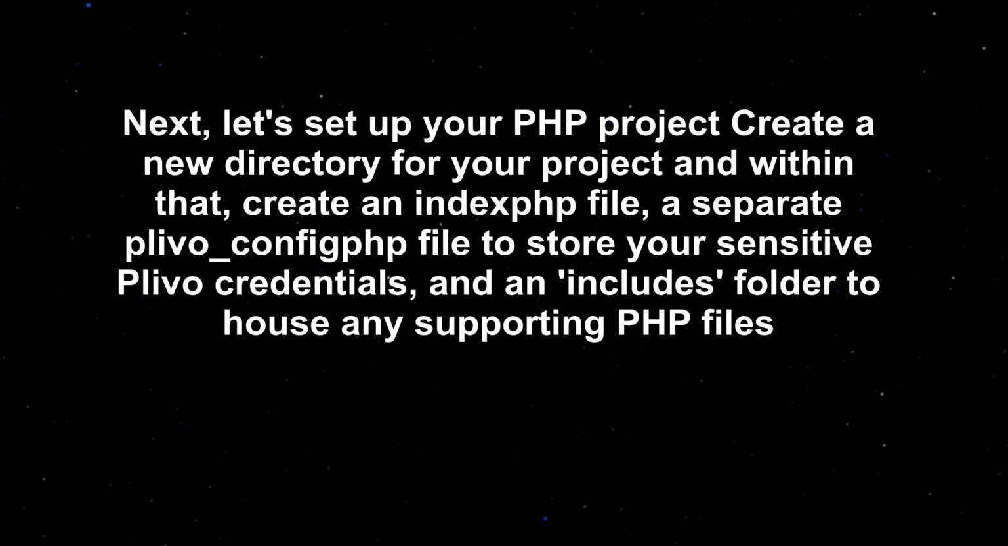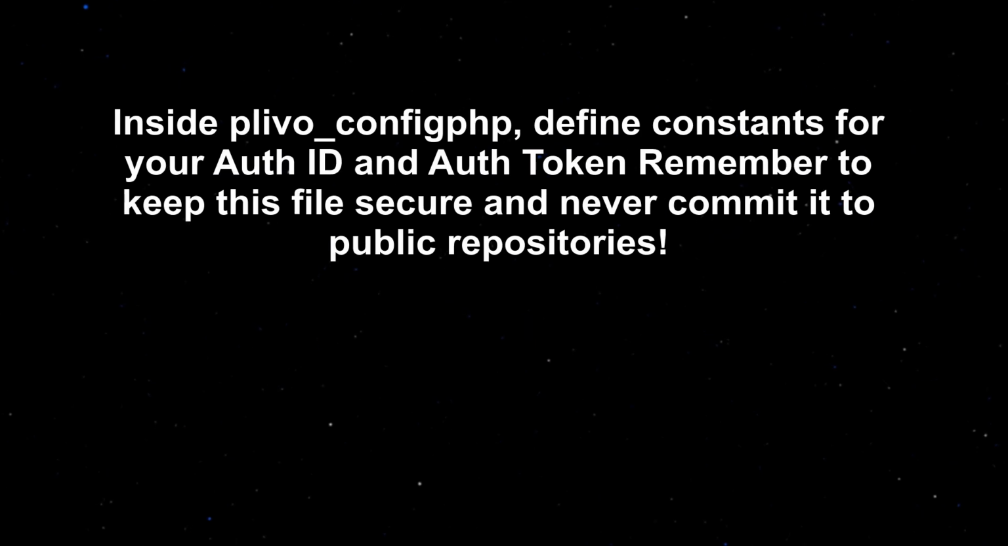Next, let's set up your PHP project. Create a new directory for your project, and within that, create an index file, a separate Plivo_config file to store your sensitive Plivo credentials, and an includes folder to house any supporting PHP files. Inside Plivo_config, define constants for your Auth ID and Auth token. Remember to keep this file secure and never commit it to public repositories.